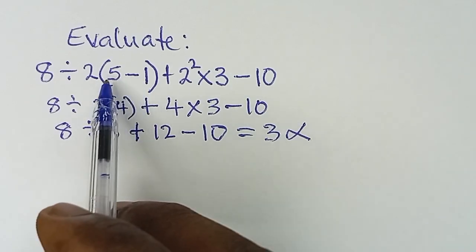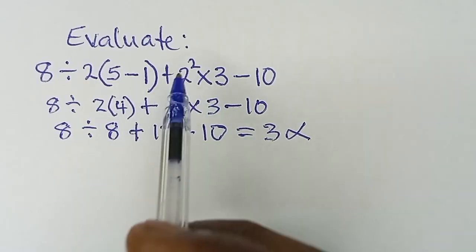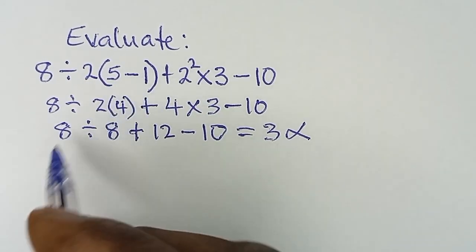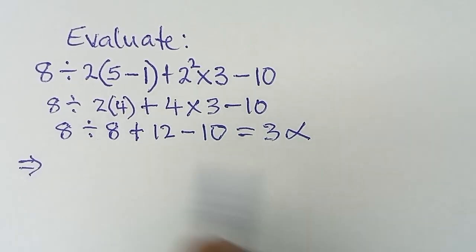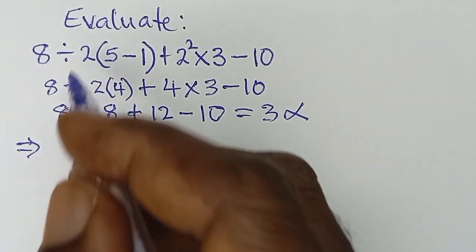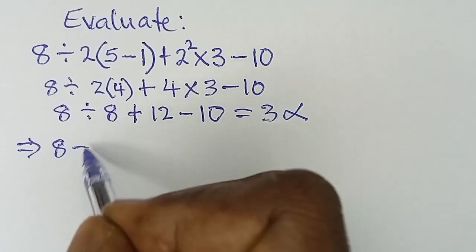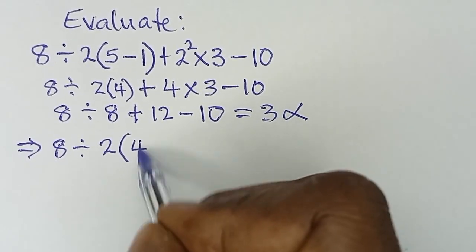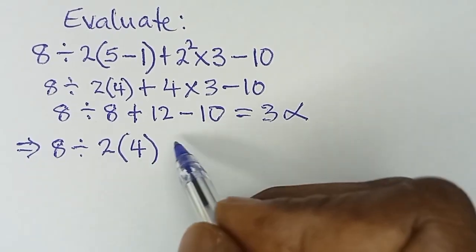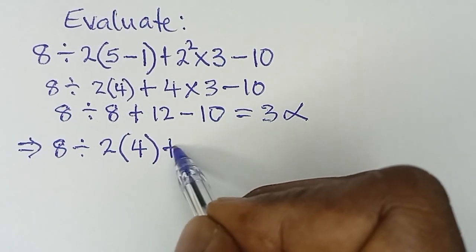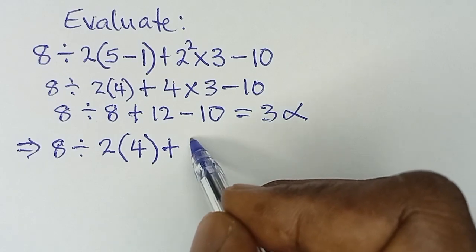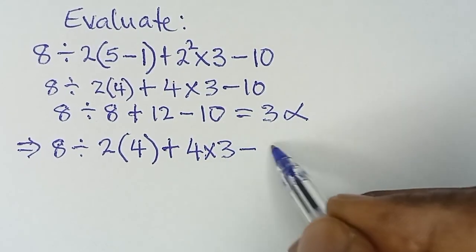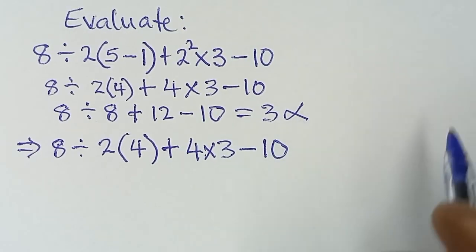So the right order to follow here is to first of all carry out whatever you have inside this bracket. Let's handle bracket using the rule of PEMDAS or BODMAS. So taking what is inside the bracket here, this is the right solution. I have 8 divided by 2(4), then plus 2 squared is 4 multiplied by 3 and then minus 10, which is okay.